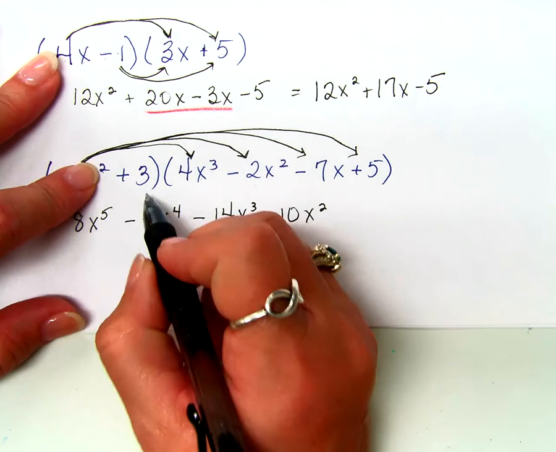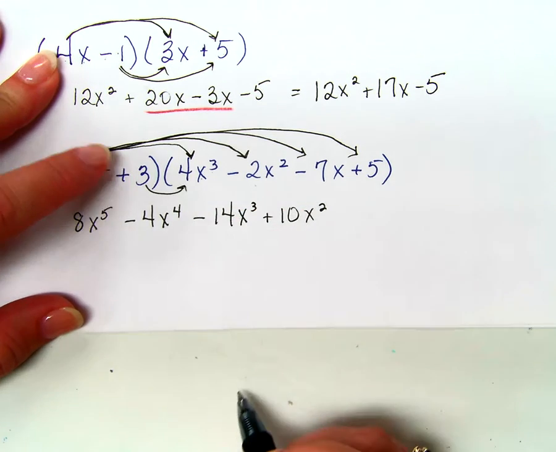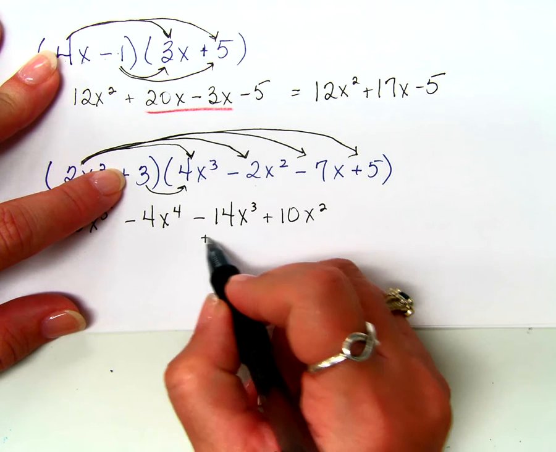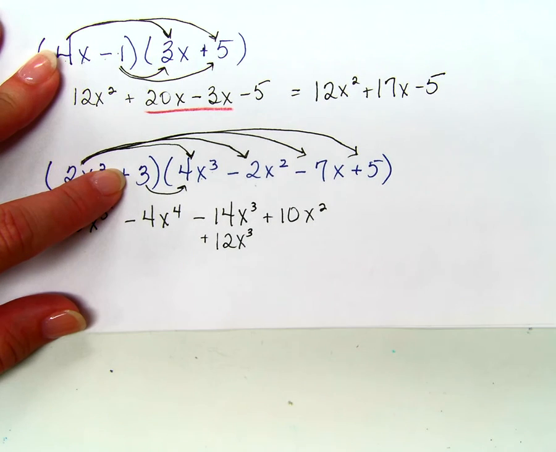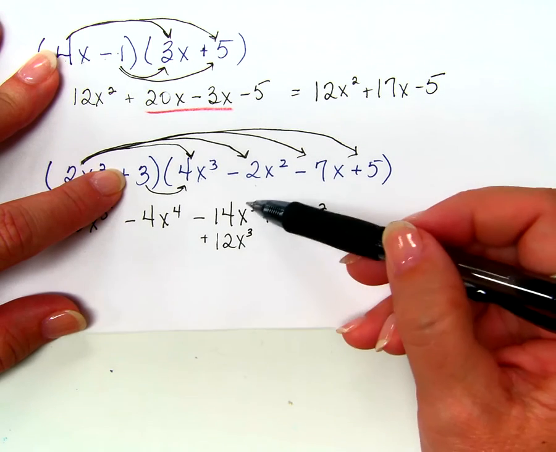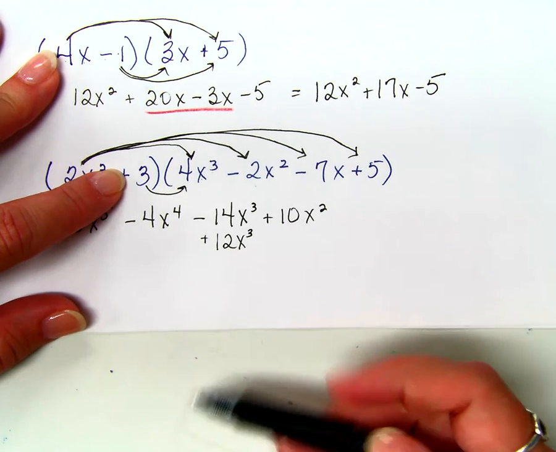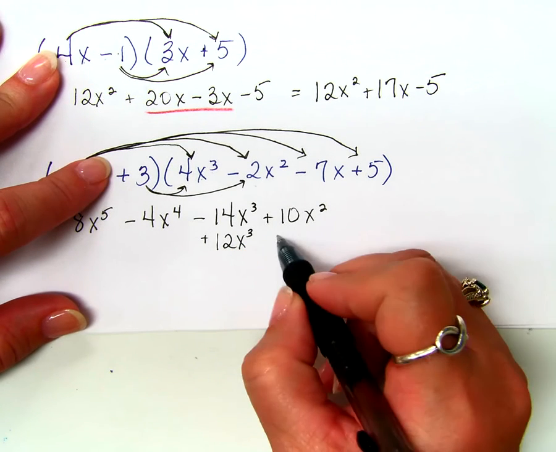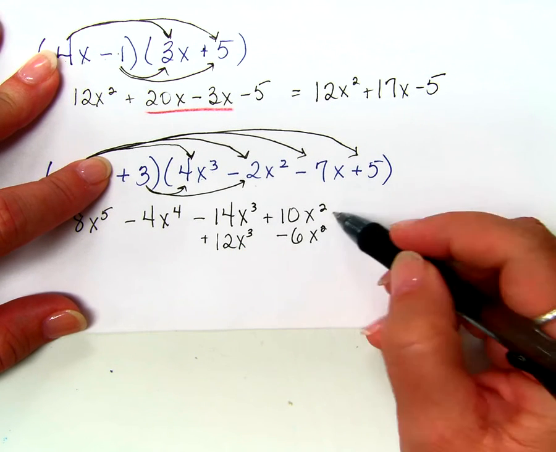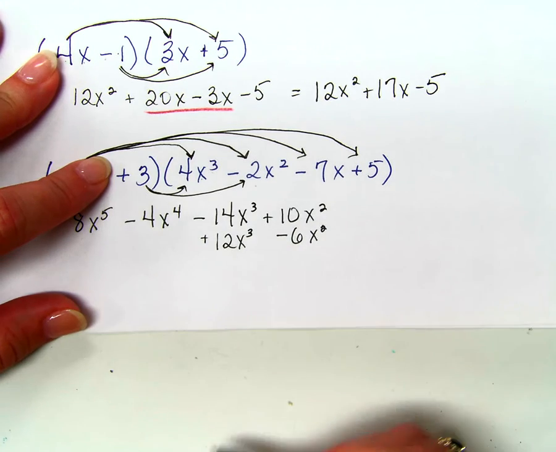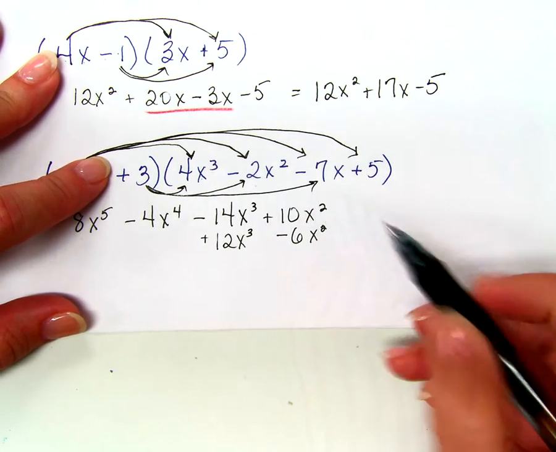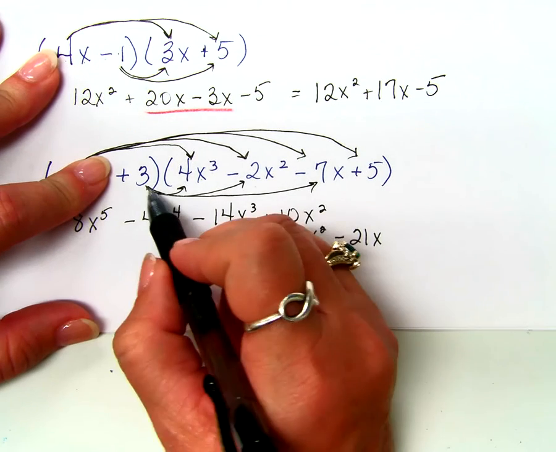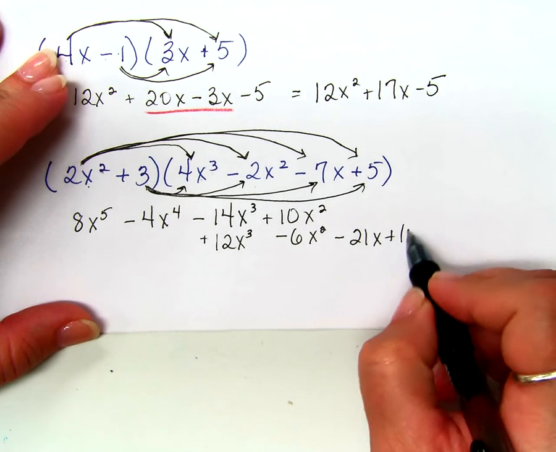Now let's do the second term. What's 3 times 4x to the third? Well, it's 12x to the third, right? Instead of writing it down here, I'm going to write it right here. Why do you think I'm going to write it right there? Isn't that under the term that it's like? It's easier to collect them. Okay? So then I have 3 times -2x squared. That gives me -6x squared. So you see, once again, I've lined up the like terms. 3 times -7x. Well, there's not any more like terms, so I'm going to just keep it right down here. -21x. And then 3 times 5 is 15.